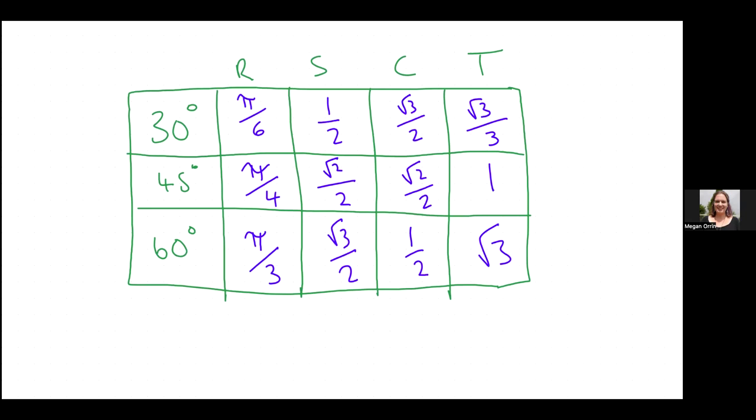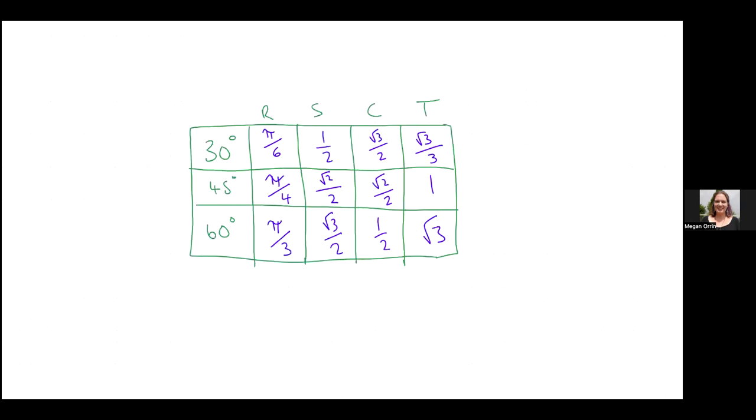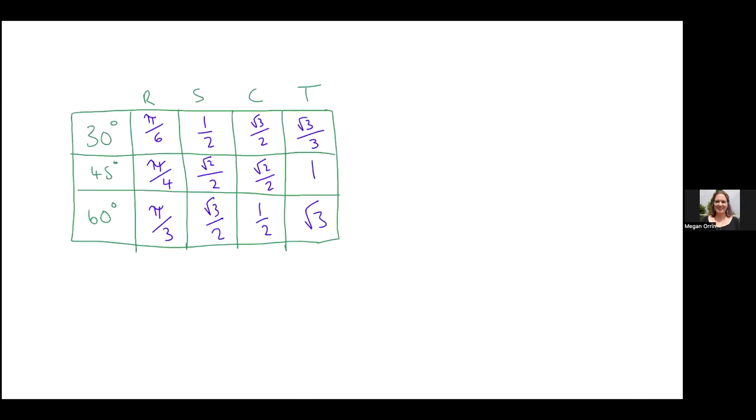I swear the more we practice this, the more it'll make sense. If you think about drawing this, let's just do one example. Okay, if this is a 45, 45, we said that the side lengths were 1, 1, and √2.